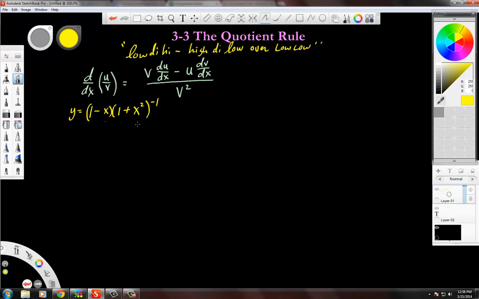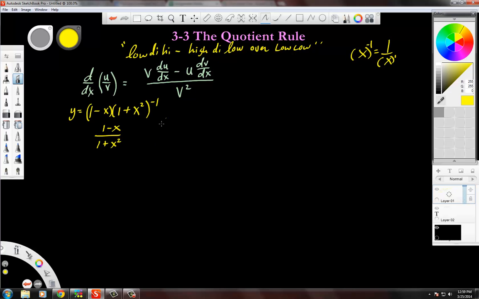So this problem right here involves the quotient rule. Let's take a look at it. These two things are multiplied together, but this is taken to the -1 power. So this can be written as 1 minus x over 1 plus x to the second, because of the property that something to the -1 power equals 1 over that thing to the first power, and that goes for anything inside that parenthesis, including 1 plus x squared.